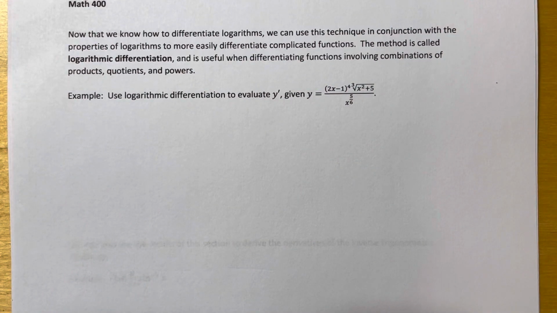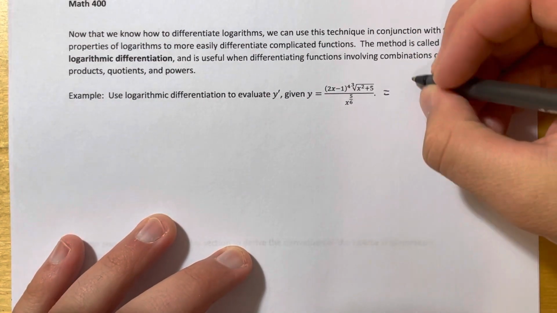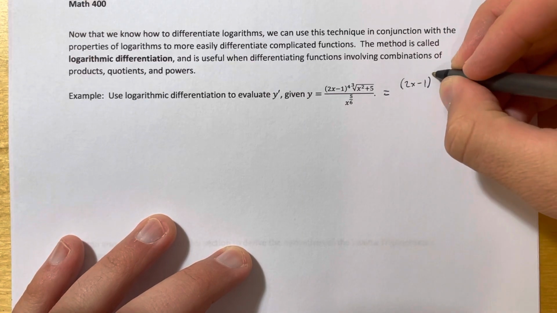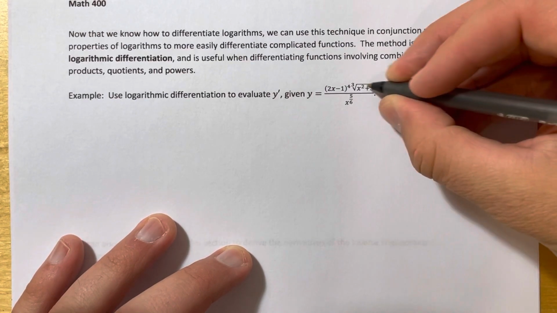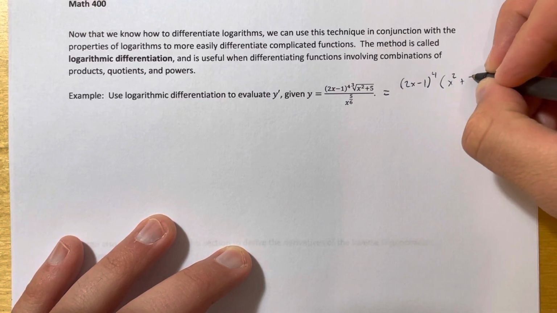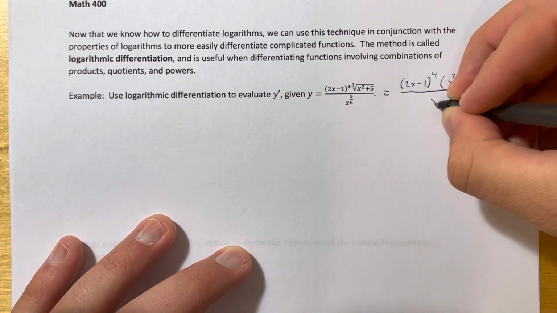So in cases like this, where we have lots of products, quotients, radicals, powers, things like that, we're going to use something called logarithmic differentiation. So first, let me rewrite this thing just by making one small alteration. 2x minus 1 to the fourth. I'm going to write that cube root there as x squared plus 5 to the 1/3 power. That's the only change I'm making right now.